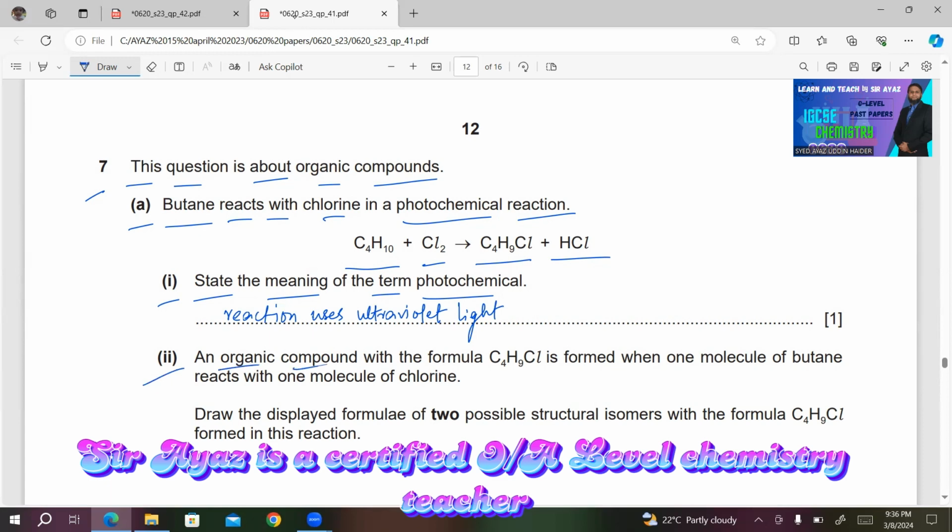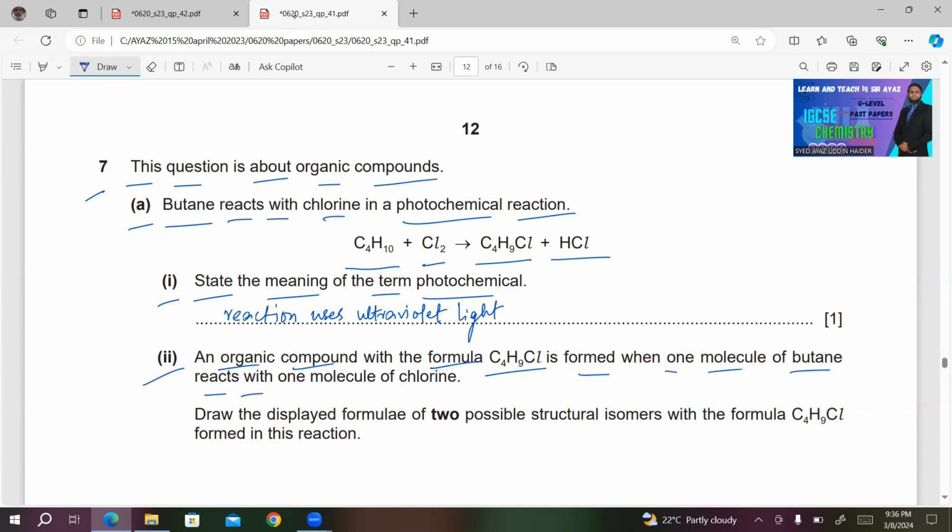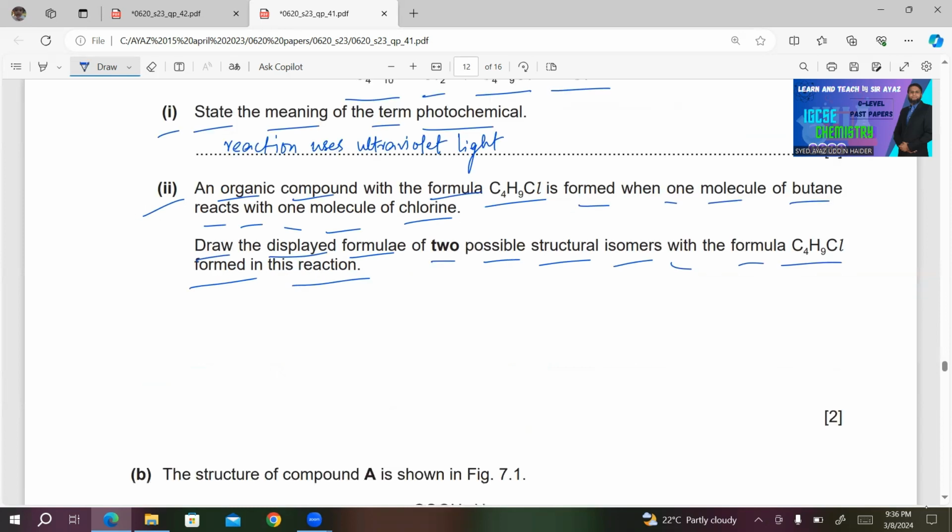Number 2, an organic compound with the formula C4H9Cl is formed when one molecule of butane reacts with one molecule of chlorine. Draw the displayed formula of two possible structural isomers with the formula C4H9Cl formed in this reaction. So you have to draw the possible isomers for C4H9Cl. So there are 4 carbon atoms. So either chlorine is placed at carbon number 1 or carbon number 2.